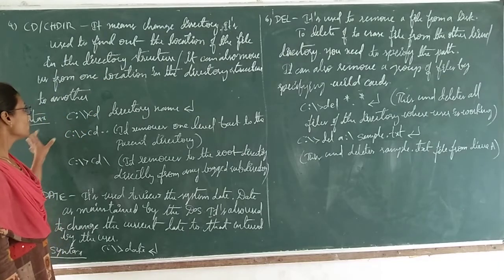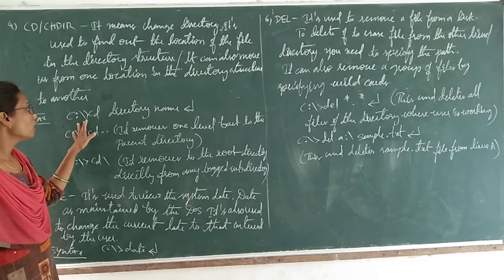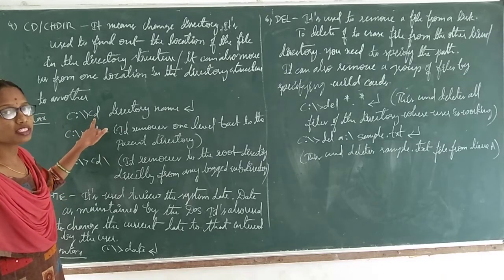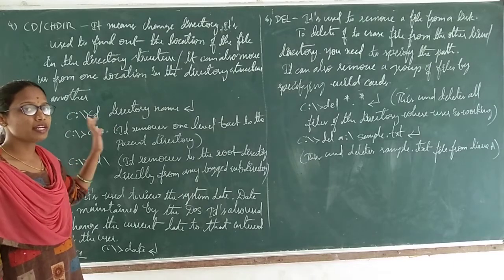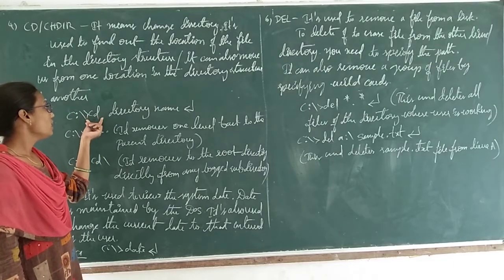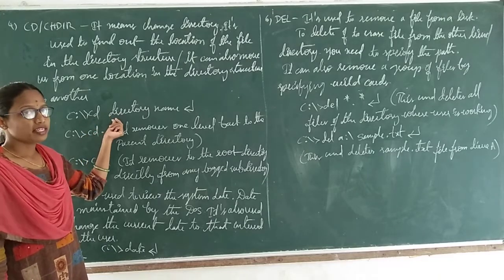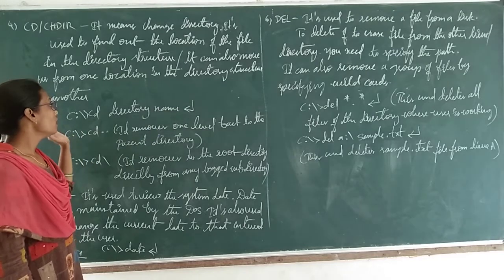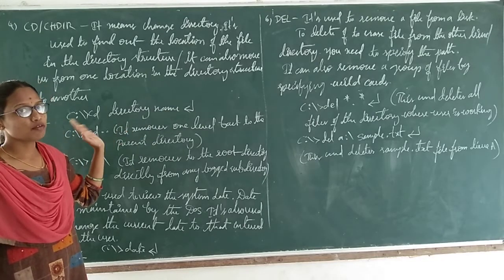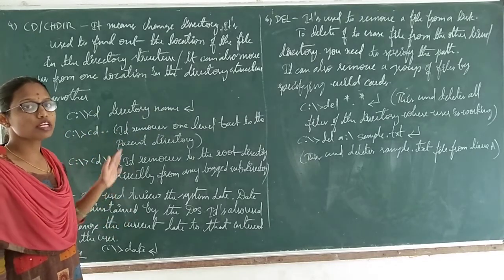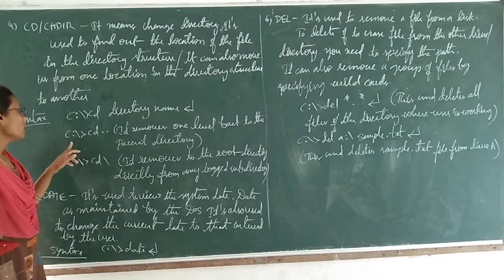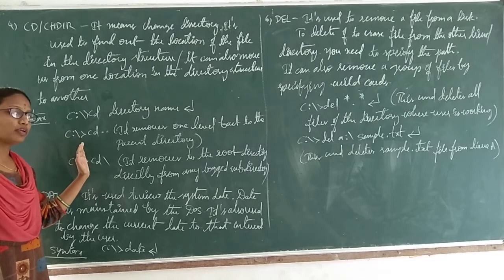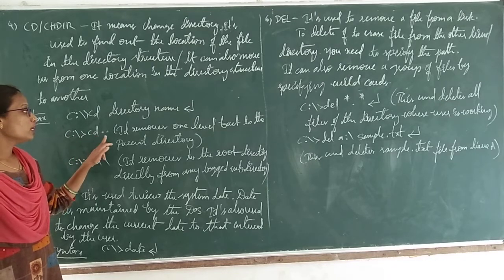Now the syntax is: C is the drive and the root directory, then CD, the command, and the directory name. Then press enter. That changes from one directory to another directory. The next syntax is C, the drive name and root directory, CD dot dot.